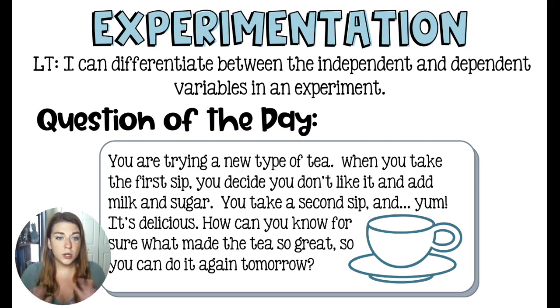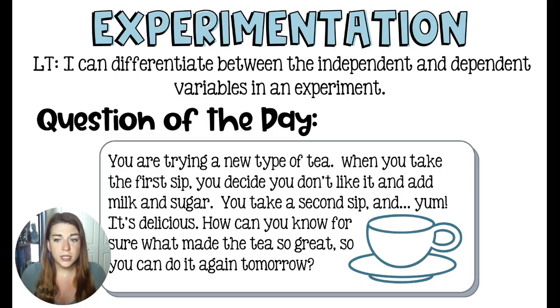So today we are going to ease into things. We're going to talk about experimentation. Specifically, we're going to talk about experimental variables and the difference between the independent and dependent variable when we're doing experiments. So I prompt you with the question of the day. When I'm finished reading, make sure to pause and think about it.